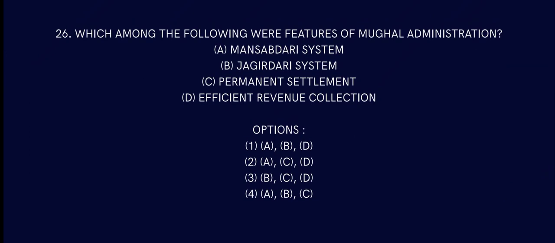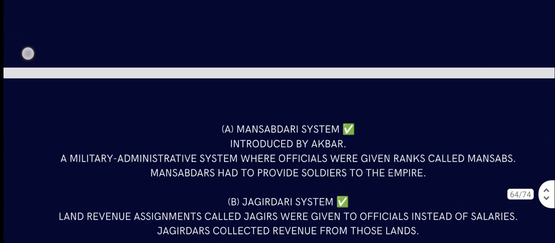Question number 26. Which among the following were features of Mughal administration? Mansabdari system is a feature of Mughal administration. Of course, it's correct. Jagirdari system is also a feature of Mughal administration. Permanent settlement is a feature of British administration. Efficient revenue collection is a feature of Mughal administration. So if you remove C, you get your answer. Options 2, 3, 4 have C. Option 1 has A, B, D. So your answer is 1, A, B, D. It's about cancelling things.